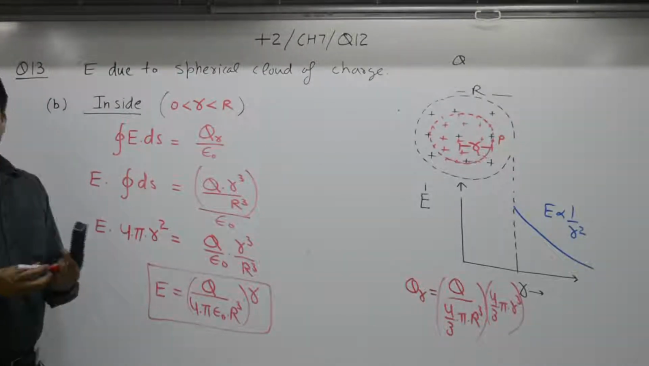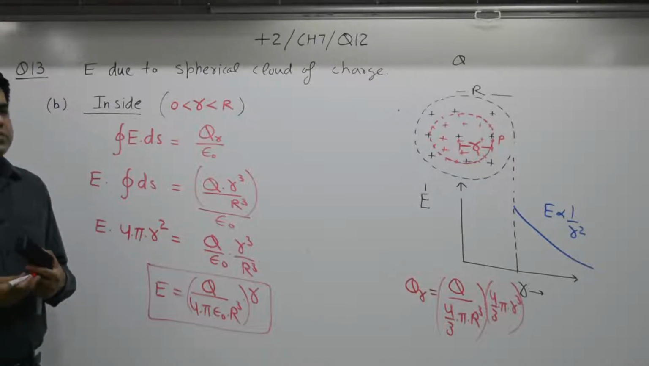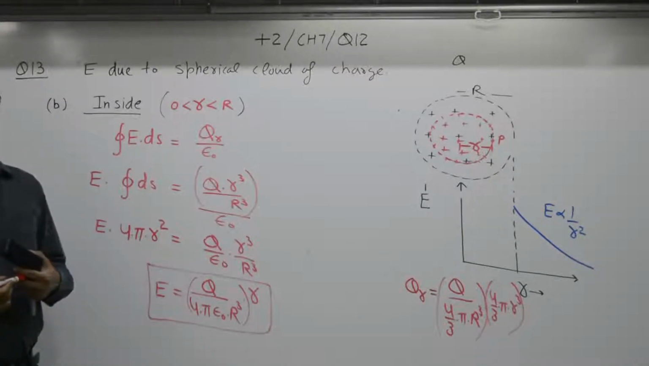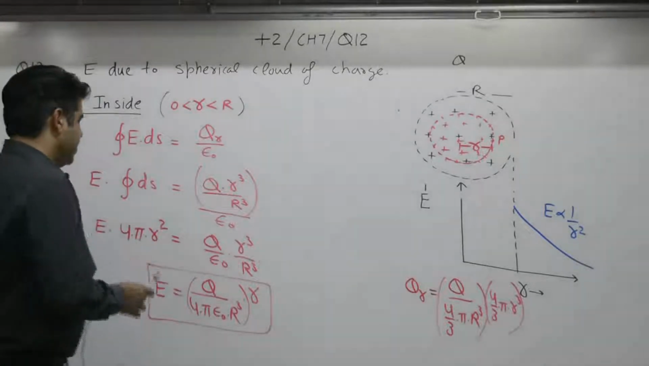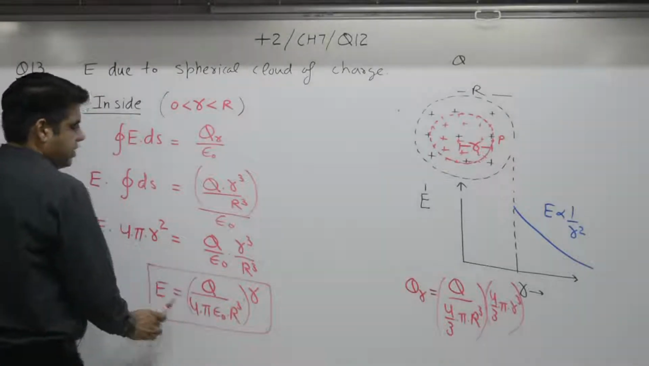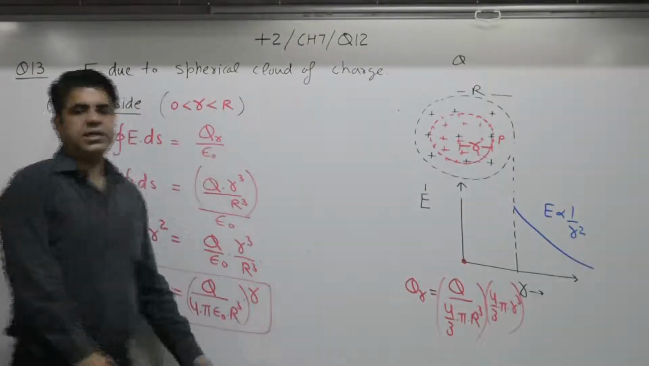E is proportional to R. Y is proportional to X. This will be a straight line, but this straight line will pass through 2 points. Let us see. Number 1, when R is 0, E is also 0. So I get 1 point.